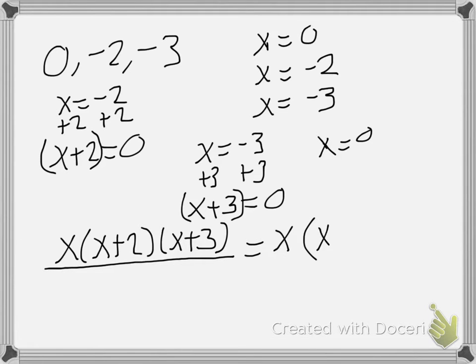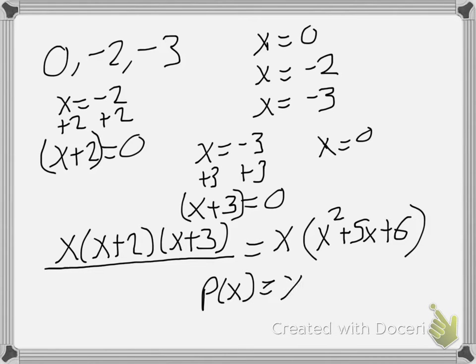Well, that's x squared plus 5x plus 6. Hopefully you all can figure that one out. And then I'm going to multiply everything by x, so I'm going to get p of x, because that's my polynomial, is going to be x cubed plus 5x squared plus 6x. Because remember, they asked specifically for a polynomial.